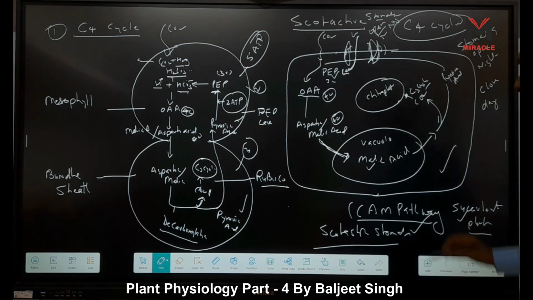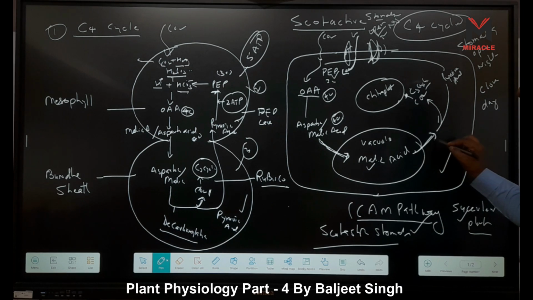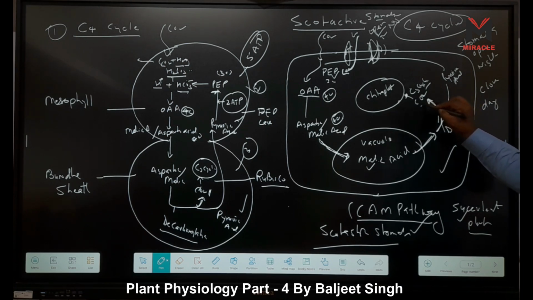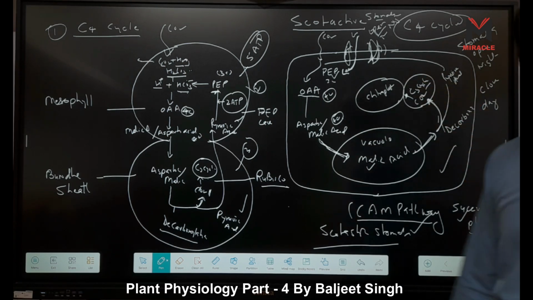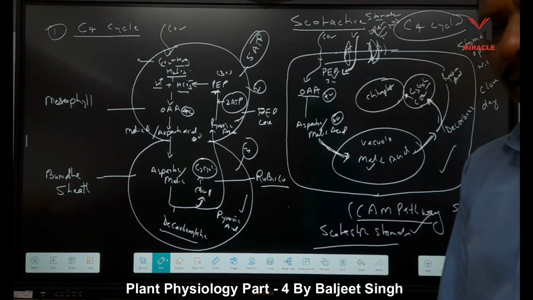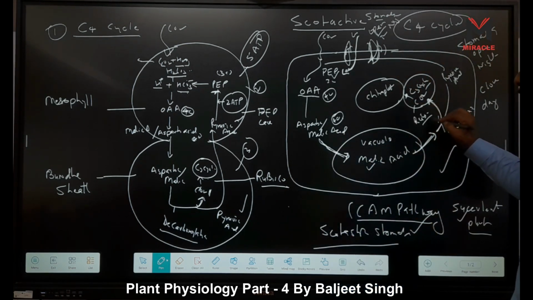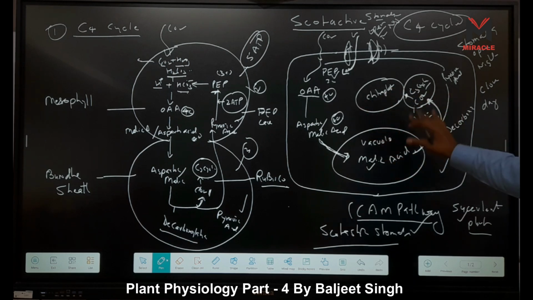In daytime, what happens? This malic acid is released from vacuoles, and through decarboxylation, here also decarboxylation occurs, it releases CO2, and this CO2 becomes a part of the C3 cycle. It means it is used in the C3 cycle, in the Calvin cycle. Here also Rubisco enzyme is present. Both enzymes are present in the same cell, in the mesophyll cell, right? PEPcase and Rubisco both are present in the same cell, right?